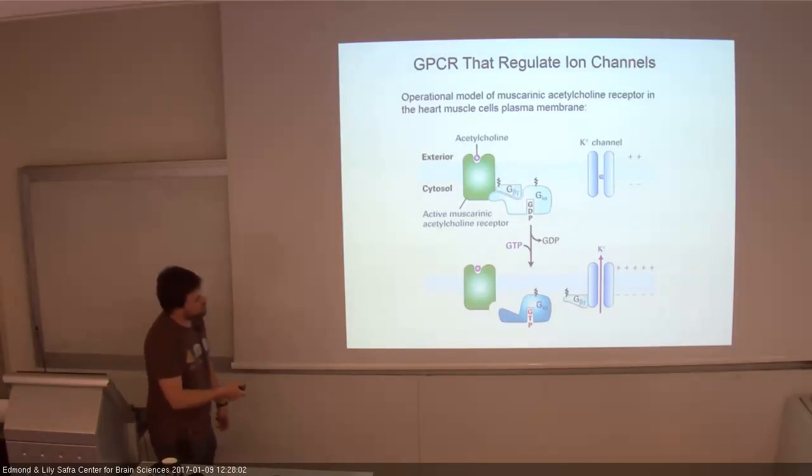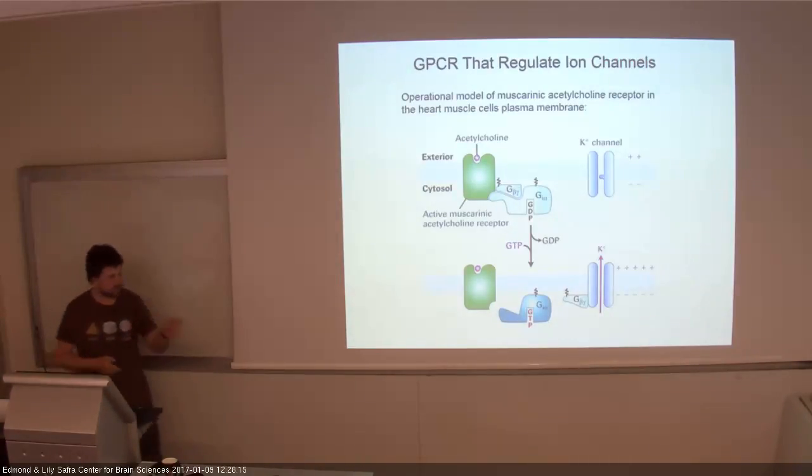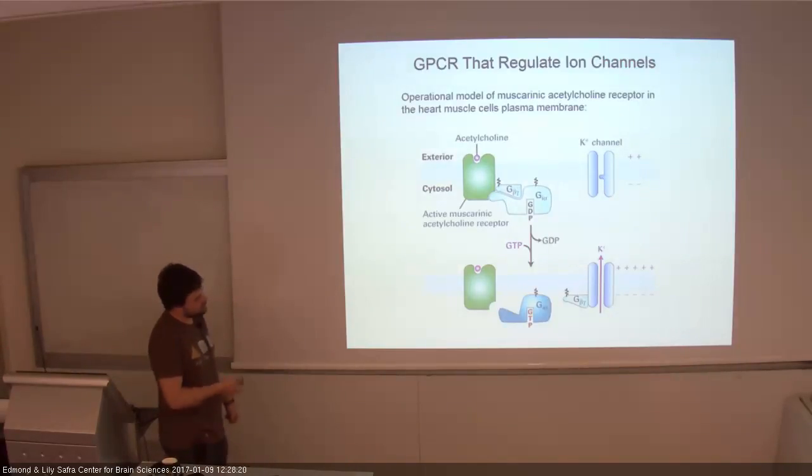So after the dissociation from the alpha, the beta gamma is the one that in turn opens the channel, not the G alpha. I told you that in some rare cases, the G alpha is not the one that affects the effector protein, but the G beta gamma. So, this is one of the cases that this happened.